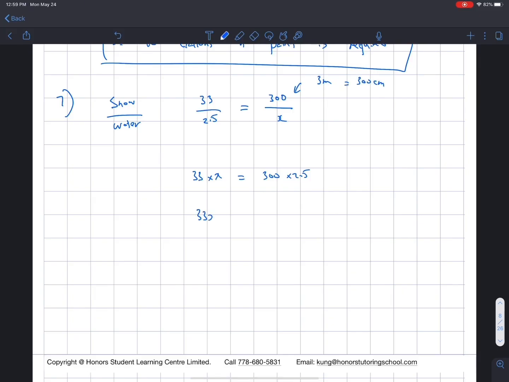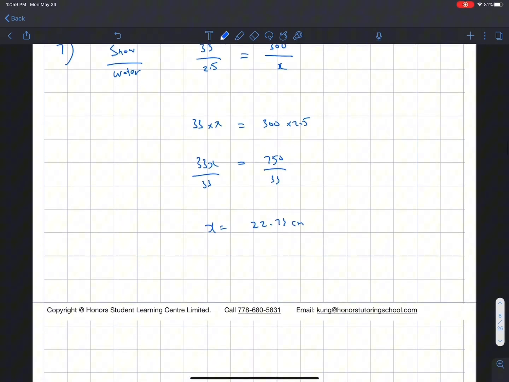So we get 33x equals 750, and then just divide both sides by 33. We get 22.73 centimeters. So 22.7 centimeters of snow, of water.